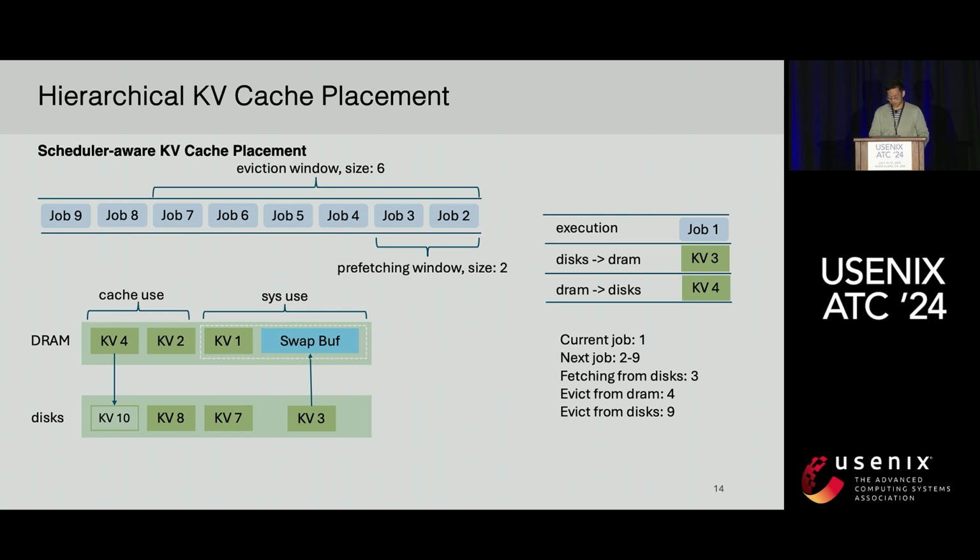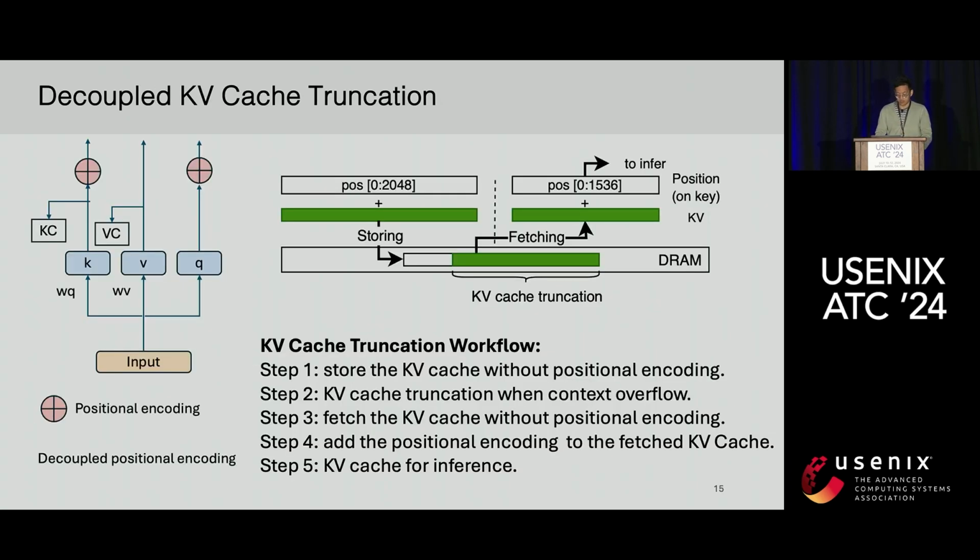host-to-device bandwidth. And for the fourth challenge, when the context overflow happens, the KV cache in the KV caching system becomes invalidated. So we design this decoupled KV cache truncation mechanism to maintain the validity of the KV cache.